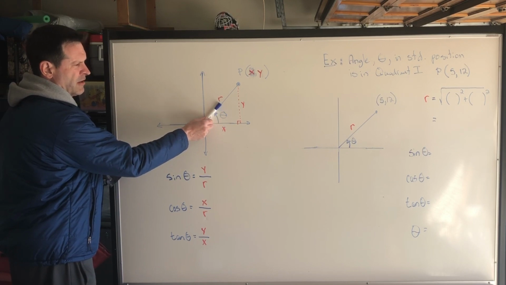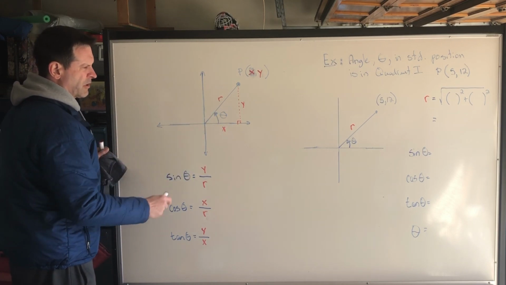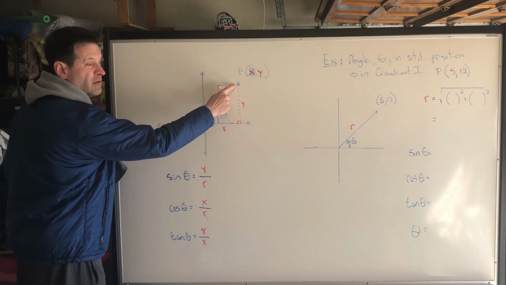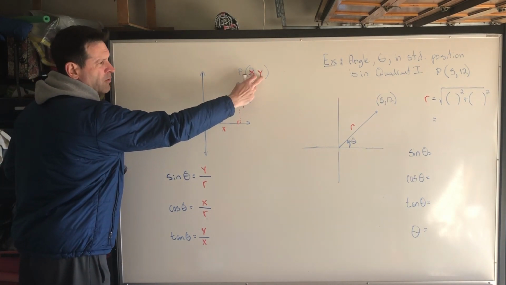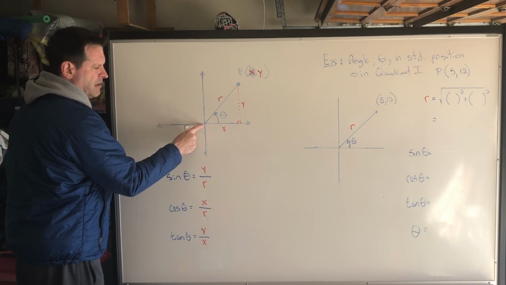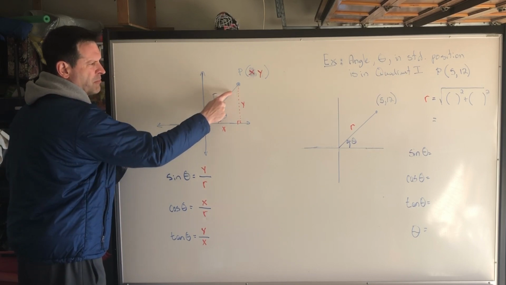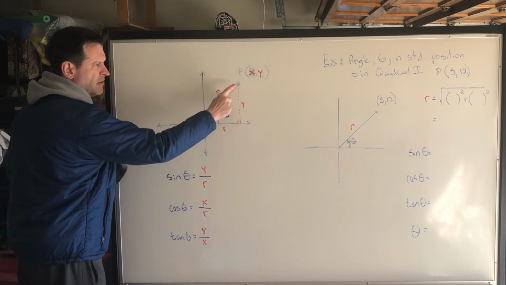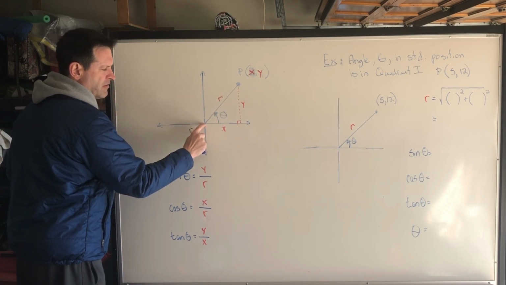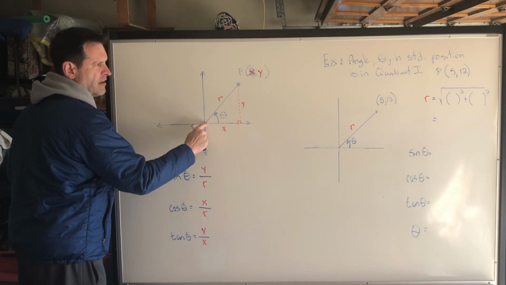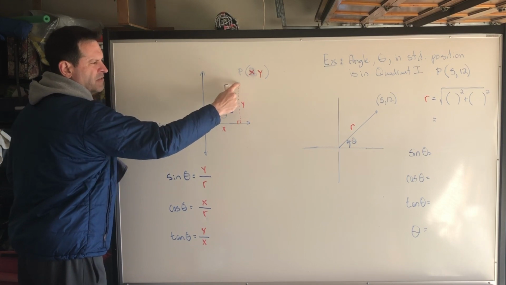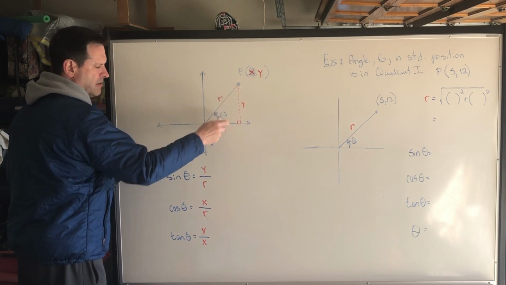0 degrees to here. Now, if you recall, we can do that if we know a point on the terminal arm. It has an x and a y coordinate. We can find the distance from the origin to point P. The x coordinate is the same length, same number as the adjacent side. The y coordinate of point P is the same number as the opposite side.